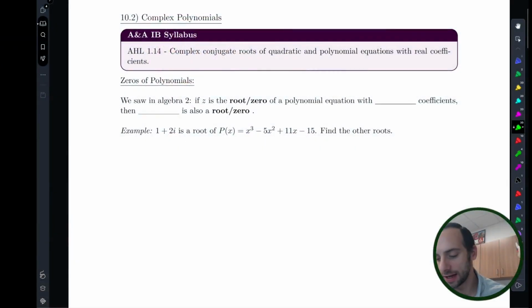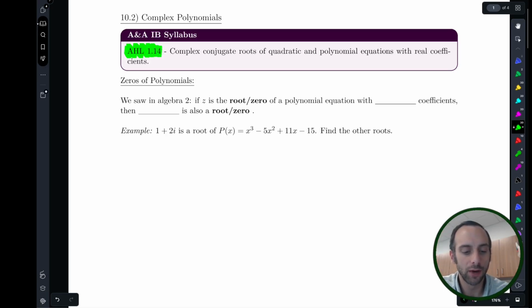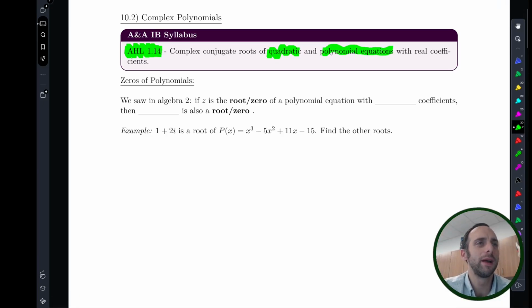So checking in on the HL syllabus, we are AHL 1.14. We're going to look at complex roots of both quadratic and polynomial equations with real coefficients. We may actually even get to some that have imaginary or complex coefficients and what that can look like. Okay? So let's start with what we know from Algebra 2.